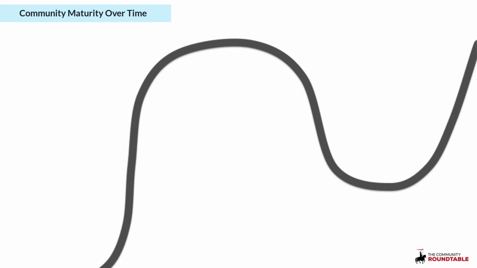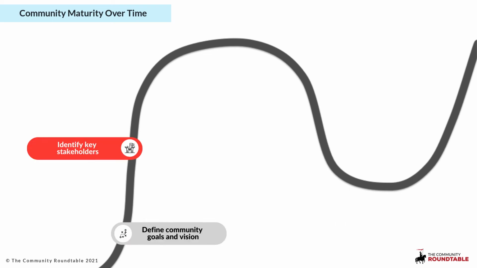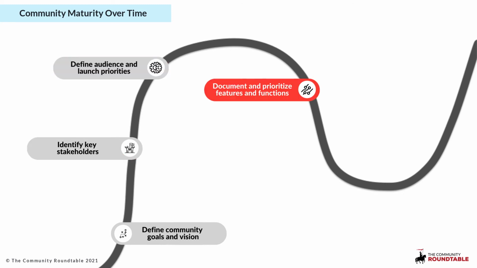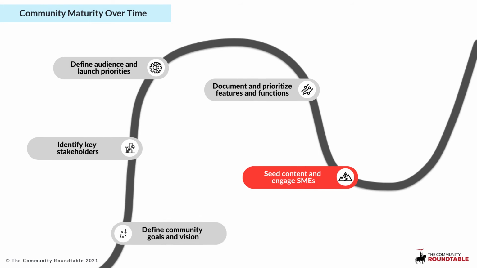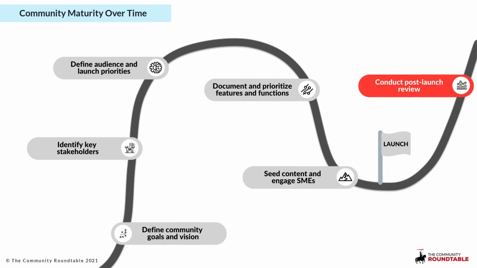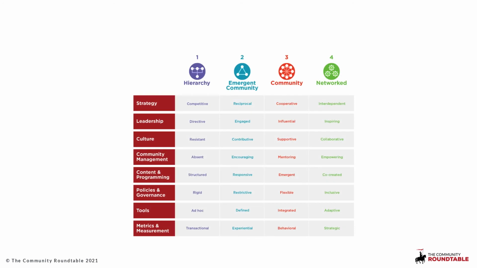We use the analogy of a journey to describe building a community or community program. This caterpillar map illustrates that community maturity is not a linear timeline, but rather a series of these maturity indicators or milestones that lead to a more networked organization. The State of Community Management Research uses these milestones for community maturity assessment.